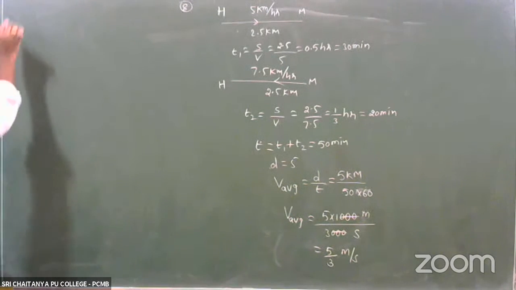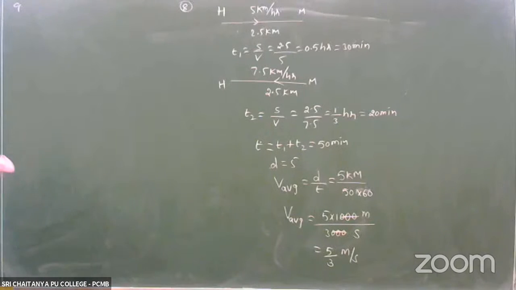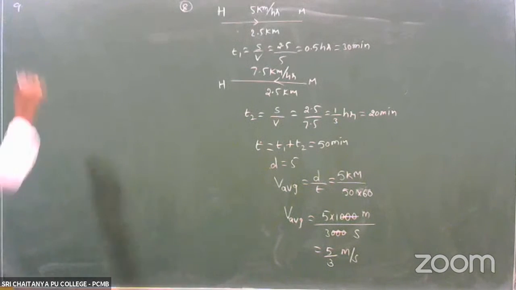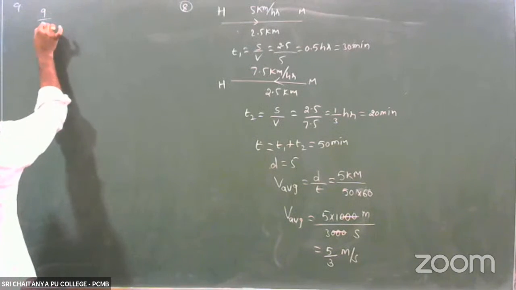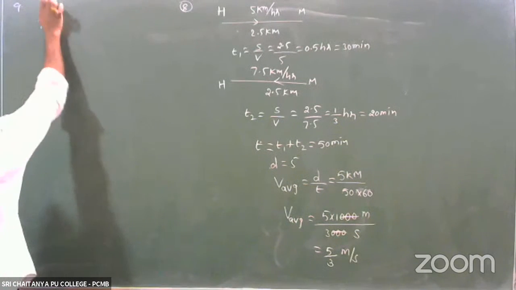Next, the ninth problem. A particle moving with a constant acceleration describes, in the last second of its motion, 9/25 of the whole distance. In the last second, it covers 9/25 of the whole distance. I am assuming the whole distance is S, so 9/25 means 9/25 of S.